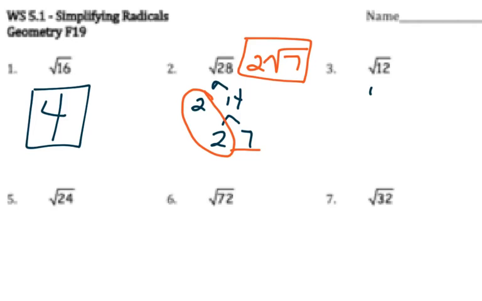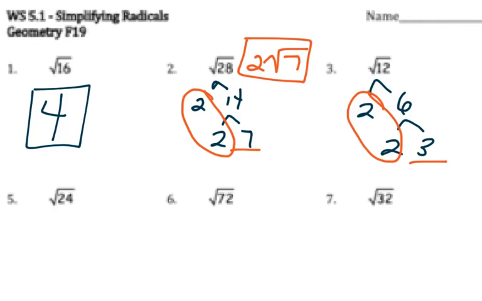Let's try another one. Square root of 12. 12 is 2 times 6. That makes 12. What makes 6? 2 times 3. So now, these are all prime numbers. They don't break down into anything else. So I find the pairs. I have a pair of 2s, and I have the number 3. The pair comes out. The loner is stuck under the doghouse.